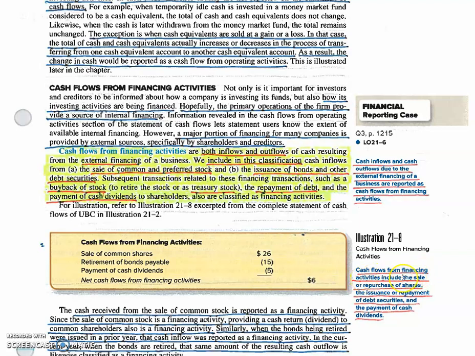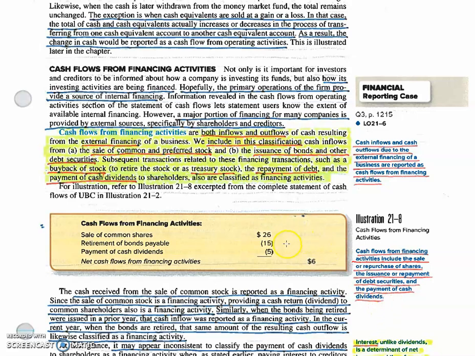Okay, cash flows from financing activities include the sale or repurchase of shares, that's your own shares, your stock you sell, or your stock that you repurchase as treasury stock in your company. The issuance or repayment of debt securities, and that's the principal amount only, and the payment of cash dividends. Now your book explains all that up in here too.